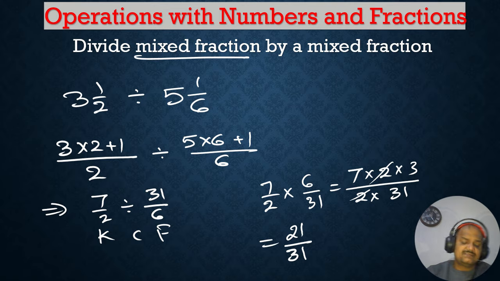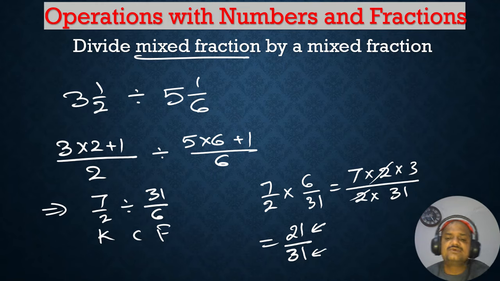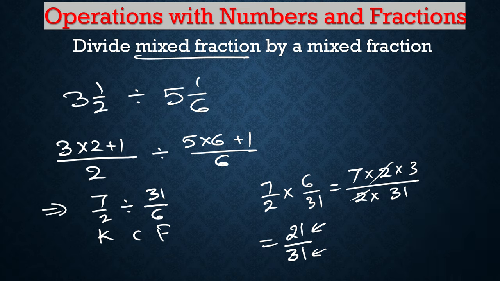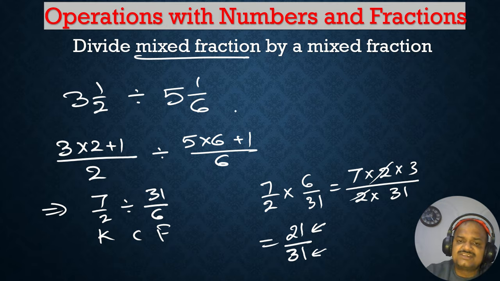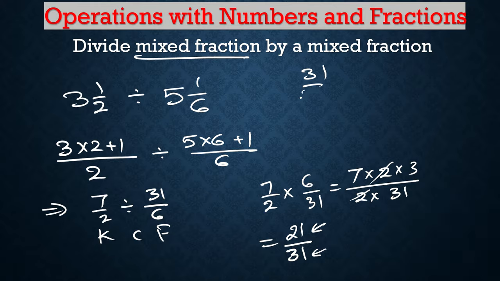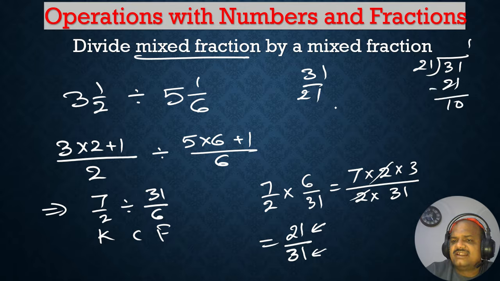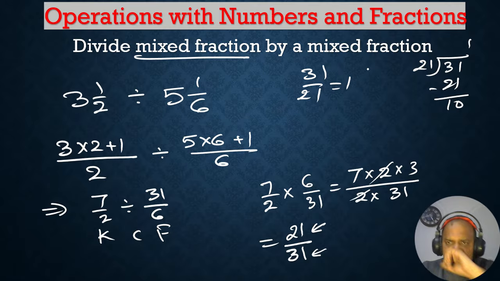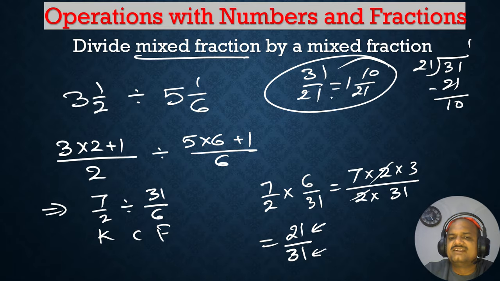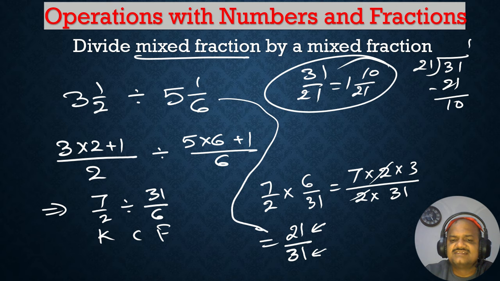Now, my dear students, remember here one thing. If you get numerator as a bigger number and denominator as a smaller number, what you will do? You will write the answer in mixed fraction form. How? By dividing. Okay. For this question, this is the answer. But in case, for example, if you got this answer 31 over 21, then what you will do? You will divide 31 by 21. It will go one time only. Remainder will be 10. So its answer will be 1 and 10 over 21. But this answer is not for this question. Okay. This is the answer for this question.